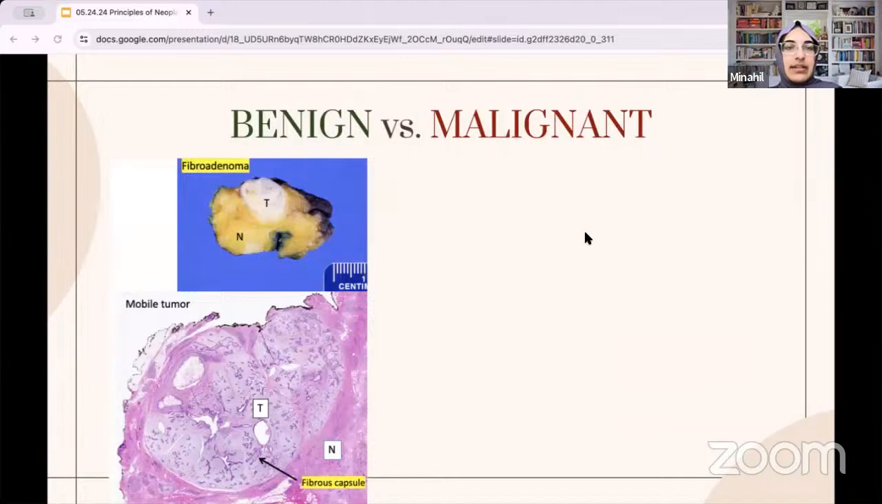All right, this is what benign and malignant tumors look like. We'll look at benign first. You can see here what I mean by well demarcated or well defined. The tumor is mobile. There's a fibrous capsule you can see in red and yellow highlight at the bottom. T means tumor, N means the rest of the lymph node. So you can see easily that the tumor is well demarcated. It's easier to surgically remove than if it were not well demarcated.